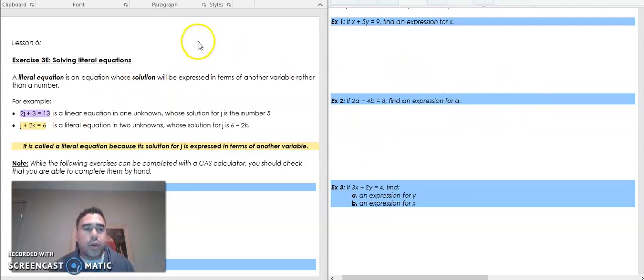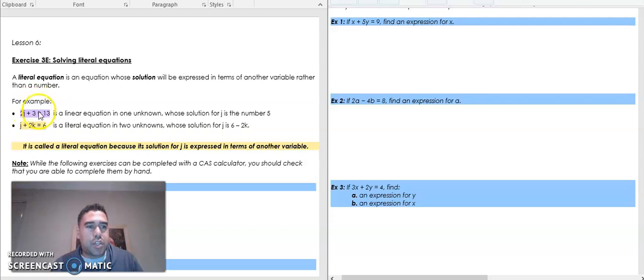So a literal equation is an equation where the solution will be expressed in terms of another variable. Remember, variable just means a letter rather than a number. So a good example to get a clear understanding of this is right here.